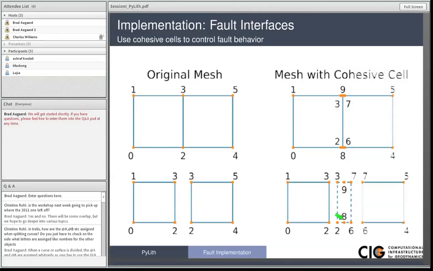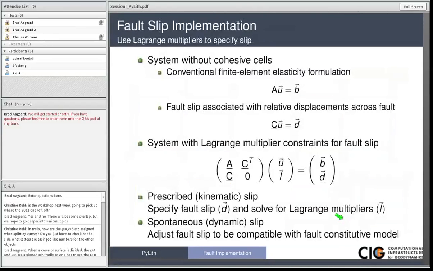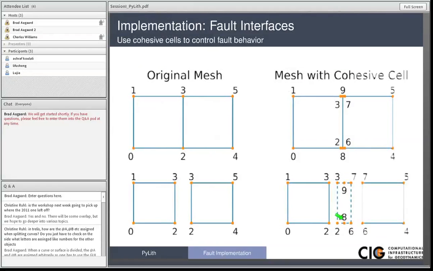to implement those integrals that we just talked about in the previous slide. All of our equations here associated with the Lagrange multipliers and fault slip, those degrees of freedom in our system, are associated with vertices 8 and 9, while vertices 3 and 7 are normal displacement vertices.